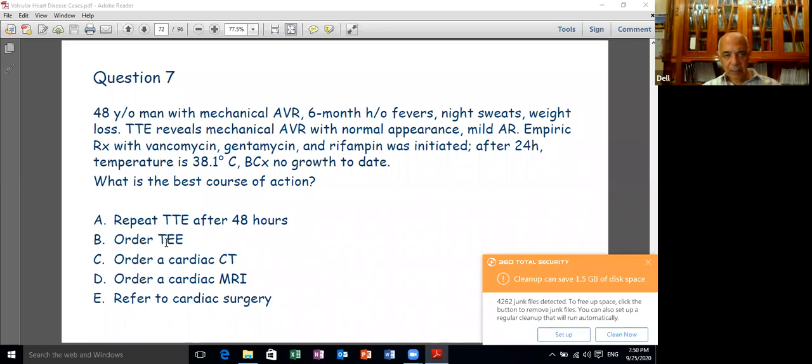To order a CT is not a bad idea, but usually we order the CT and MRI secondarily, after we have insufficient information from the transesophageal echocardiogram. You cannot refer the patient to surgery without having a proper anatomic and physiologic diagnosis under this circumstance.